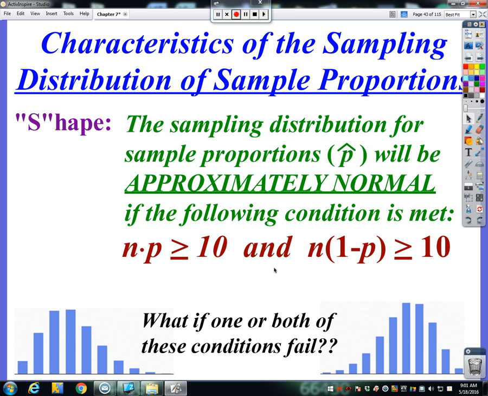And you might be wondering, what if one of those conditions isn't met? What that means is that our distributions are not approximately normal. It means that they are either skewed left or skewed right. If n times p is less than 10, then we are dealing with a skewed right distribution. And if the n times 1 minus p condition is not met, then we are dealing with a skewed left distribution. If we are dealing with skewed distributions, we're not going to be able to use an approximately normal distribution to calculate some probabilities. So it is very important that you check this condition. This will be something that I will check for, no pun intended.